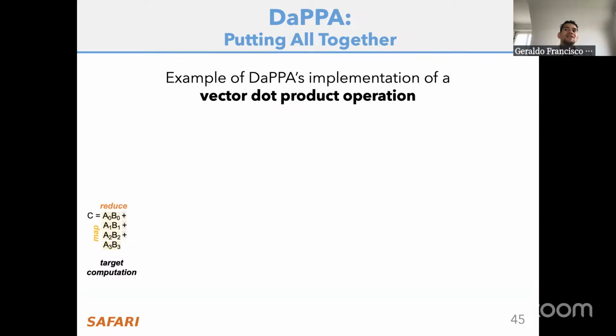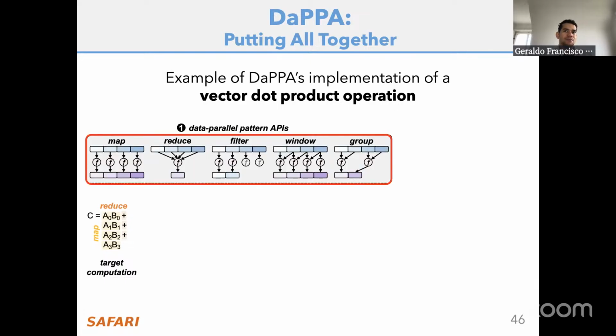Let's see how DaPPA can be used to implement a simple dot product operation in the UPMEM system. First, the programmer chooses suitable data parallel patterns to represent the computation.